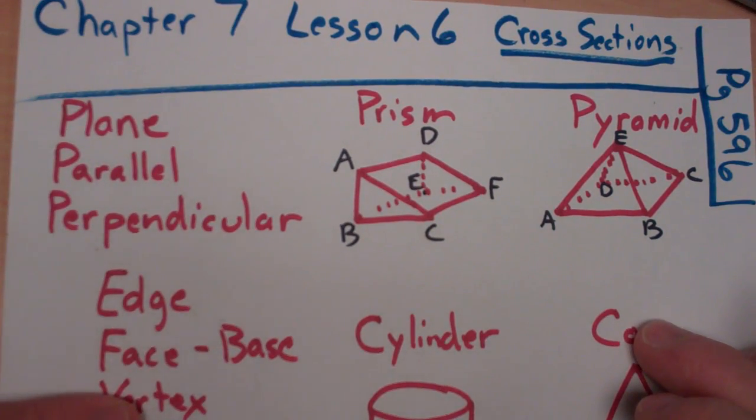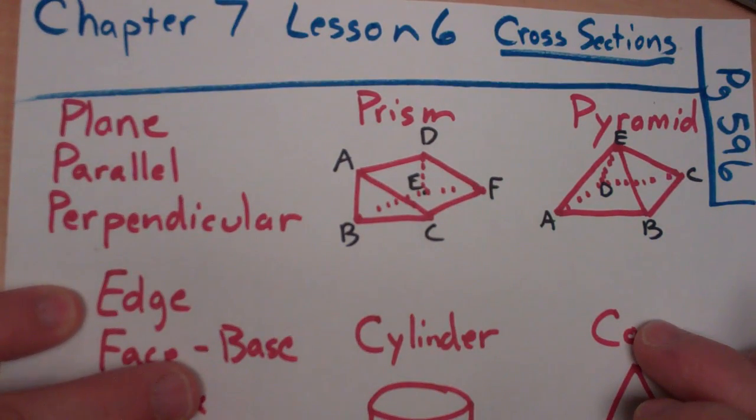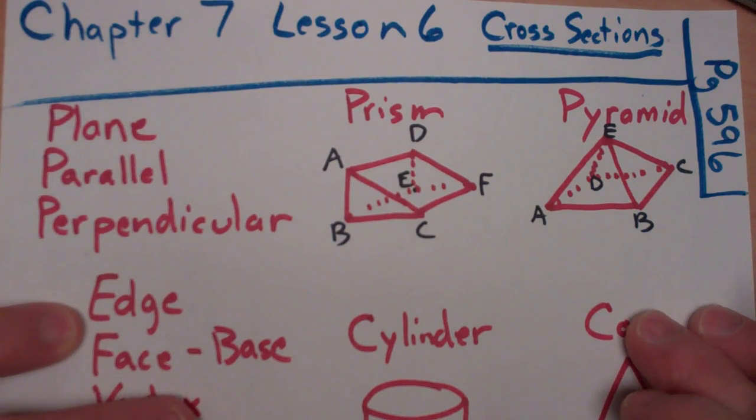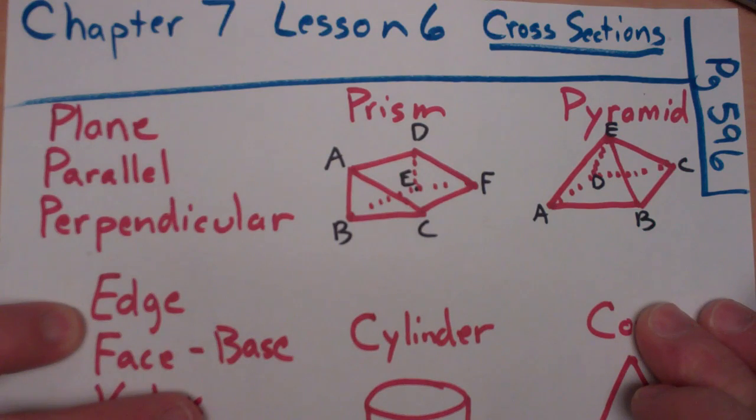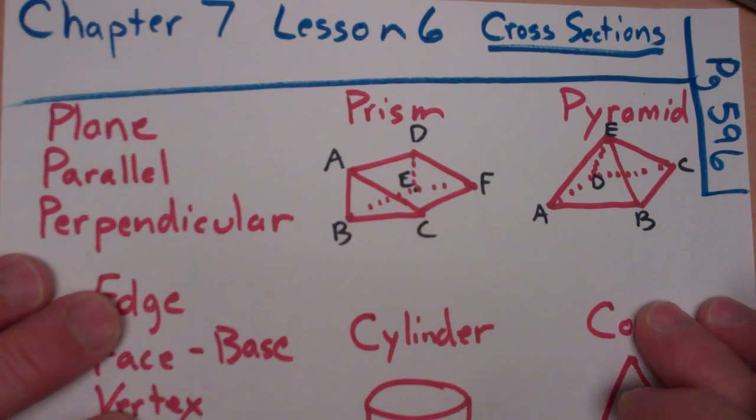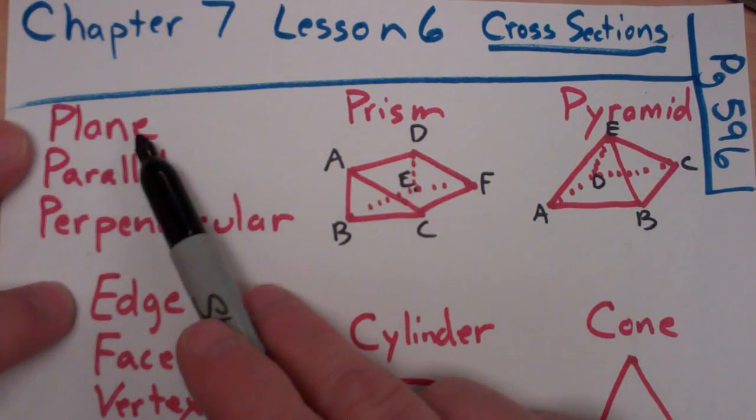All right, this is Chapter 7, Lesson 6. It's on cross-sections of three-dimensional figures. One thing I've mentioned to you as we get into geometry is that it is very detailed on its vocabulary, so you need to be really careful and make sure you study vocabulary. So I'm going to be covering a number of vocabulary terms and shapes today, then we'll go into cross-sections.